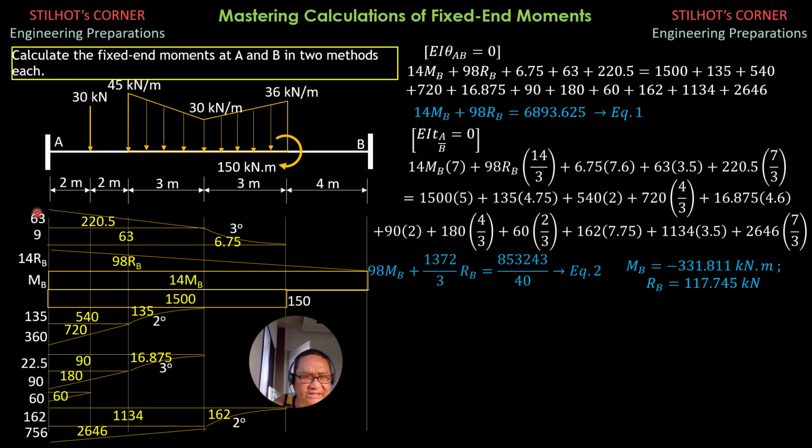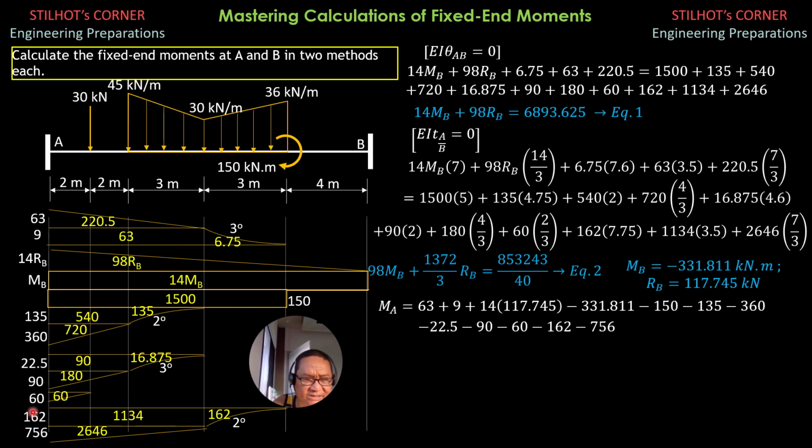For MB, it is equal to 63 plus 9 plus 14 RB plus MB, which is negative 331.811, then minus 150, minus 135, minus 360, minus 22.5, minus 90, minus 60, minus 162, minus 756. So MA equals fixed moment AB equals negative 346.881 kilonewton meter.